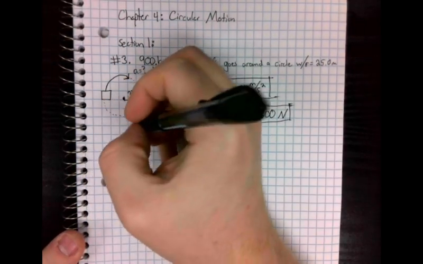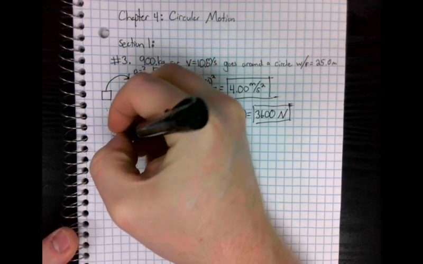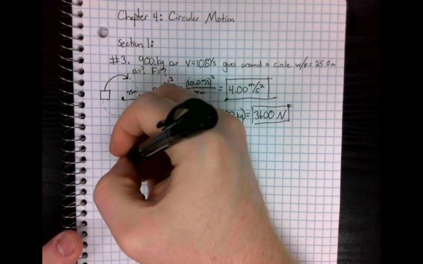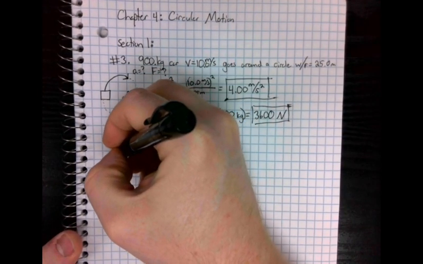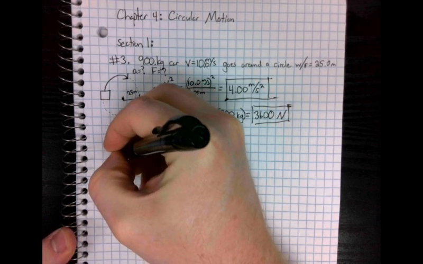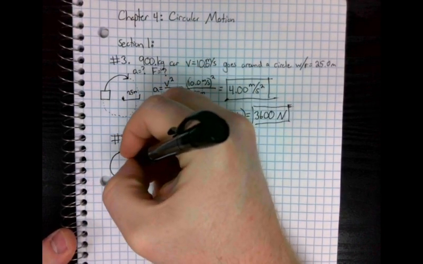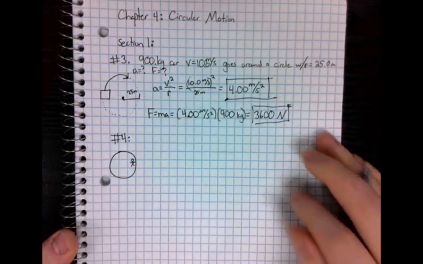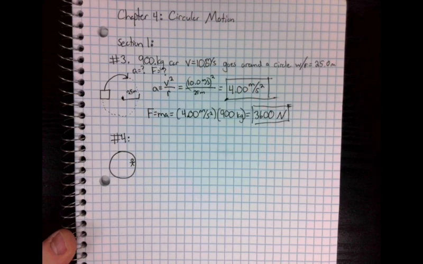So now for question number 4, we're going to have a merry-go-round, and I'm going to go ahead and draw my circle as best I can. And then on our merry-go-round, we are going to have a person. So I'll draw my little stick figure. Let me make sure I'm in.